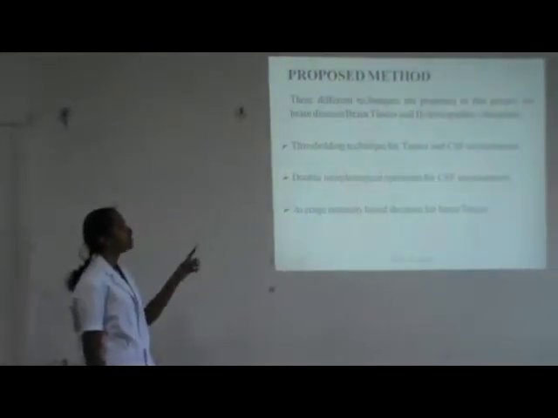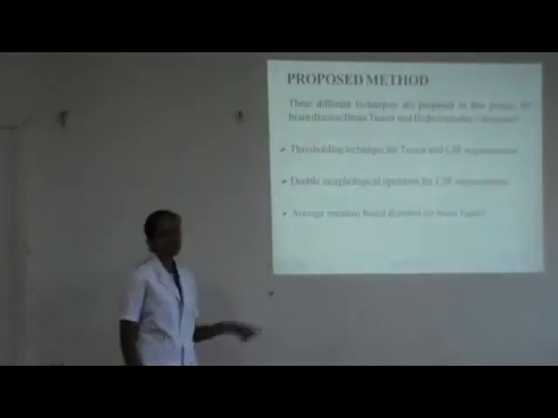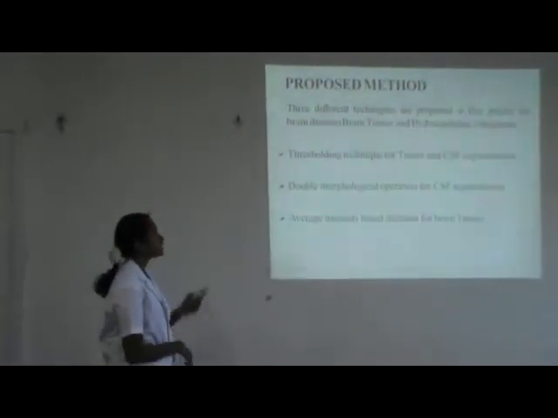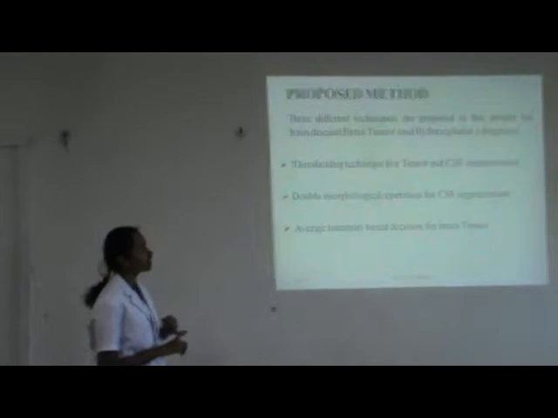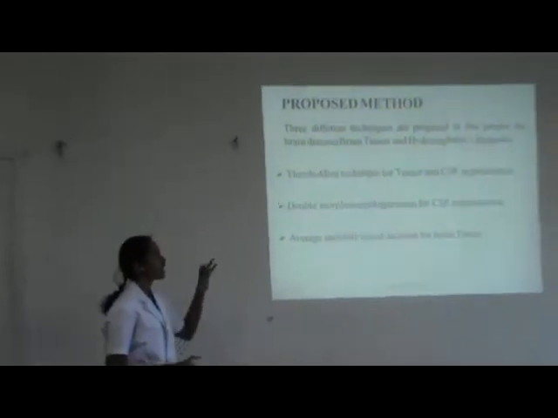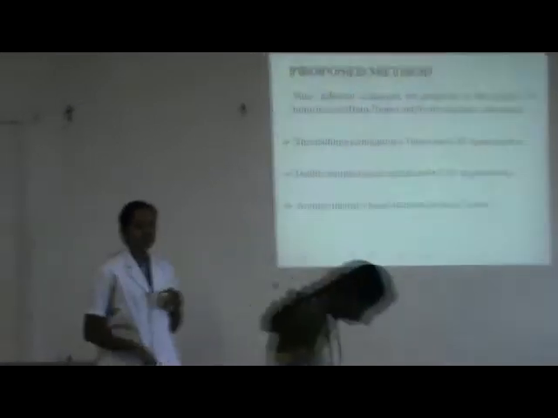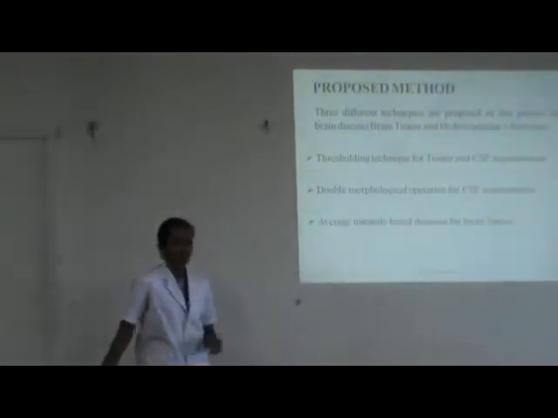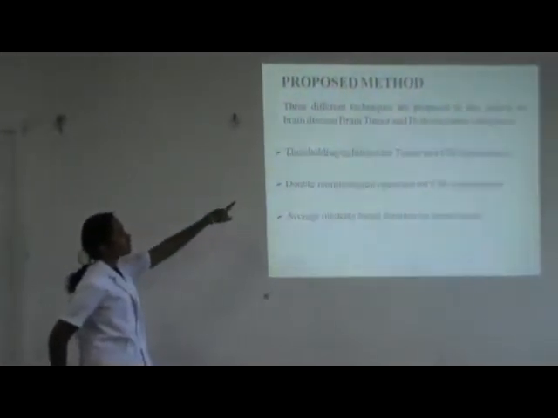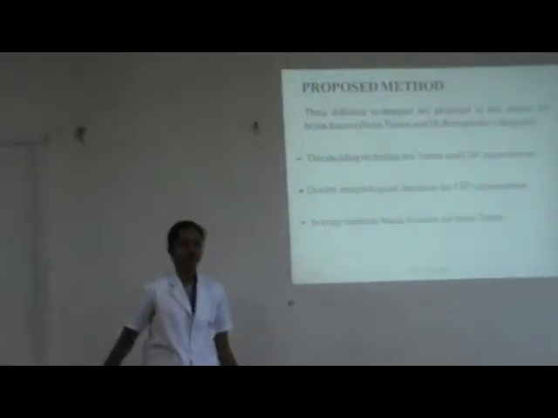In the proposed method, we are going to use three techniques for diagnosing these diseases. One is the thresholding technique for tumor and CSF segmentation. Another one is double morphological operation. And the third one is average intensity based decision for brain tumor. First, we will discuss the thresholding technique.